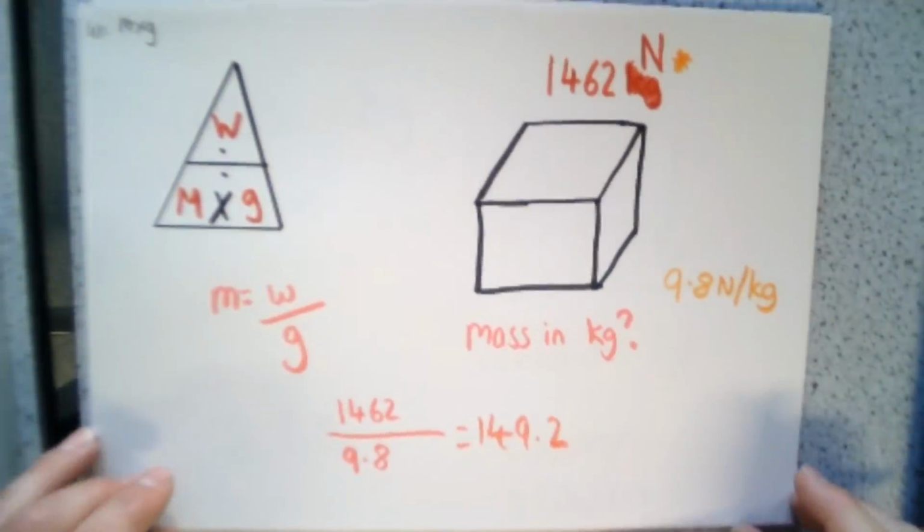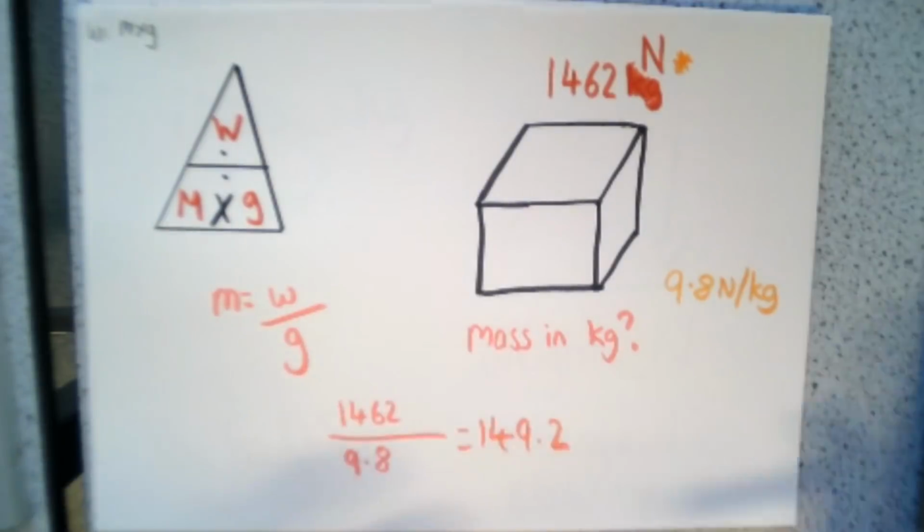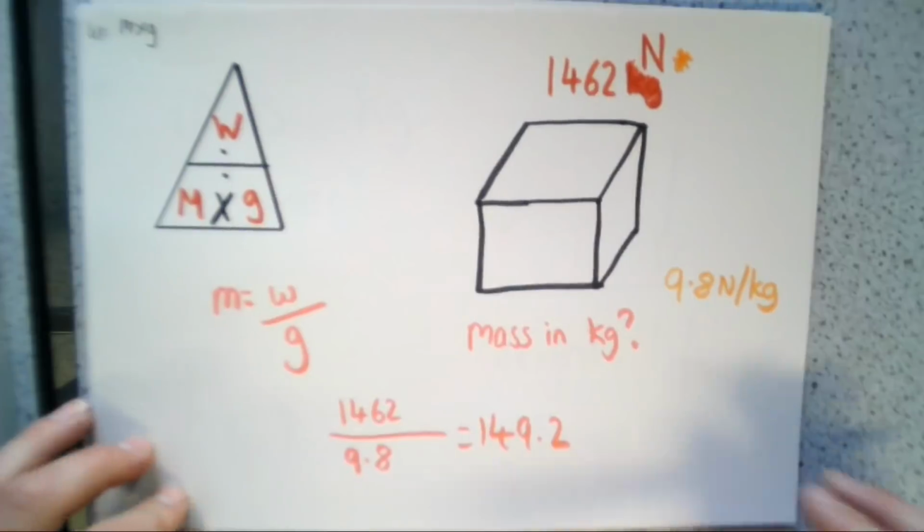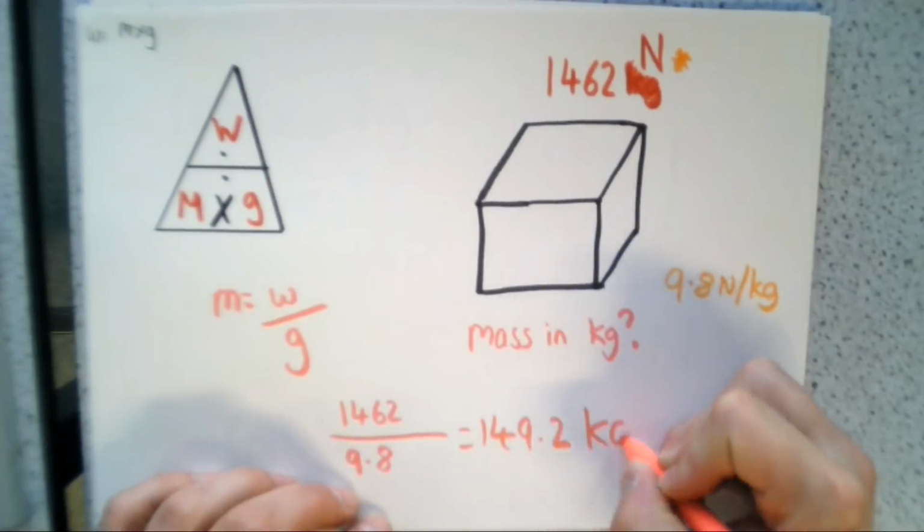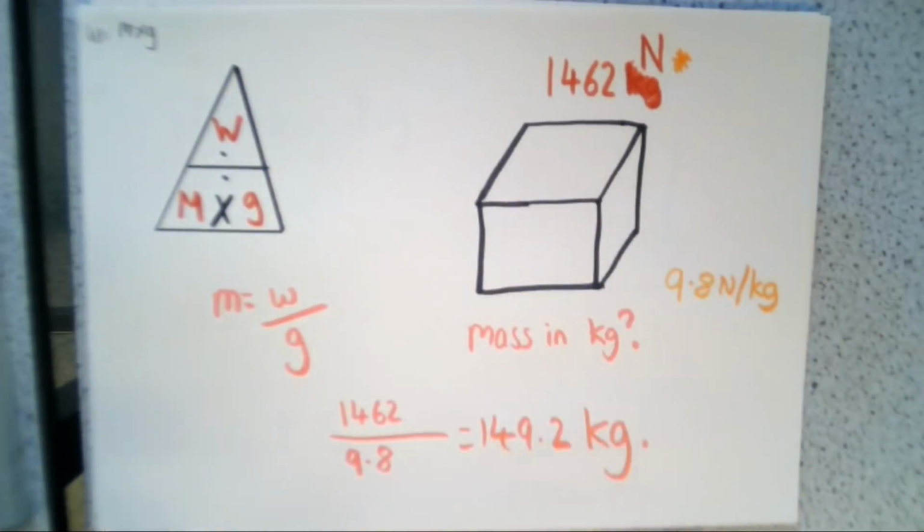And because it's an equation, in an exam they may not give you the units to put on, it depends on what tier you sit in and depends on the question. I've not been given the units, so I'm going to include kg for kilograms, and that's how you would score your full set of marks on a question like that.